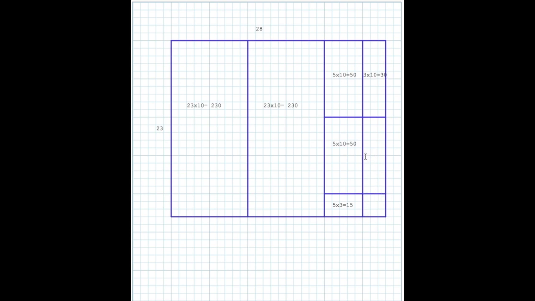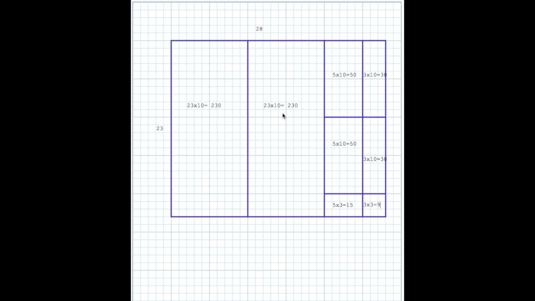Now this isn't the only way to break this rectangle up. This is just one I'm showing you. This is what I see when I start dividing it up into smaller units. You might see something totally different. And down here we have left over a 3 by 3. So of course that would be 3 times 3, and that would equal 9.